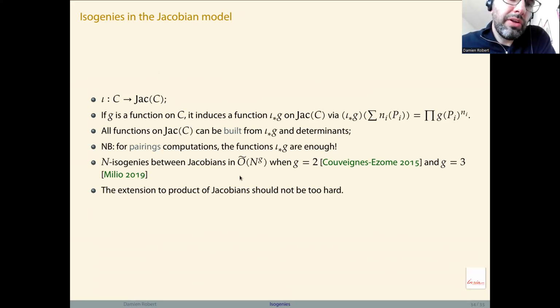And it should not be too hard to extend this kind of algorithm to the product of Jacobians, essentially because if you have the theta of the square on Jac of C1 and Jac of C2, you have the theta of the square explicit on the product. So it should be possible. I didn't do it yet, but there should not be too much difficulty.